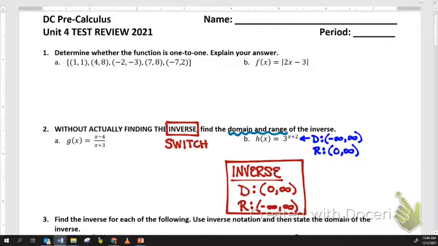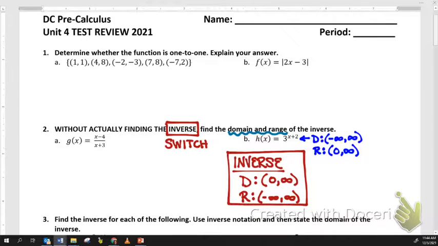Yes. I love the reasoning that I'm hearing going on over here. The reason that the range is only positive numbers is it does not matter what we put in for x. I'm never going to be able to get 0 as an output. I'm never going to be able to get a negative number as an output.